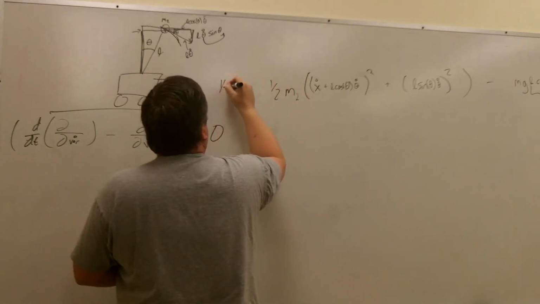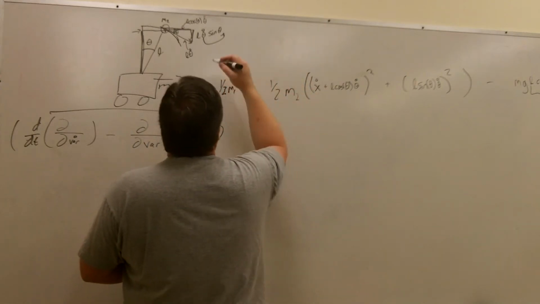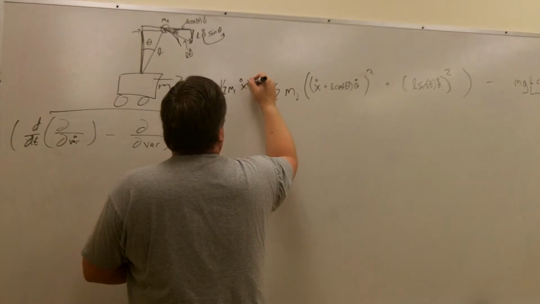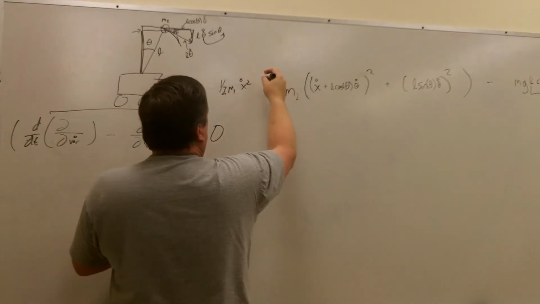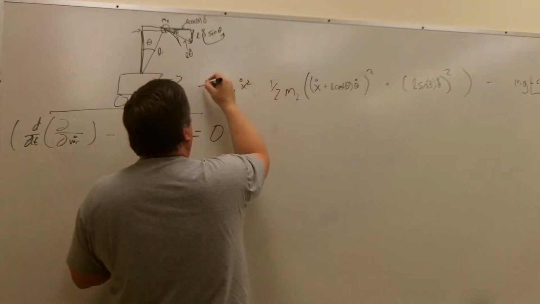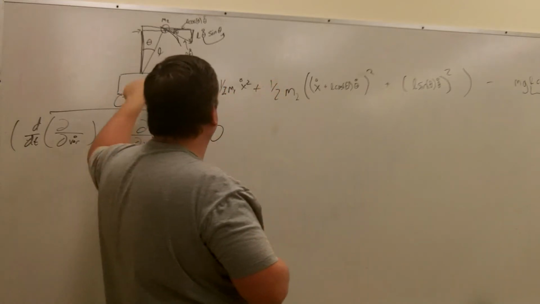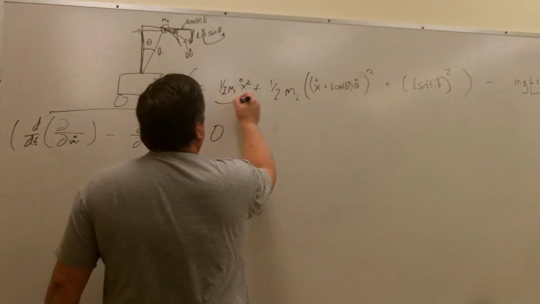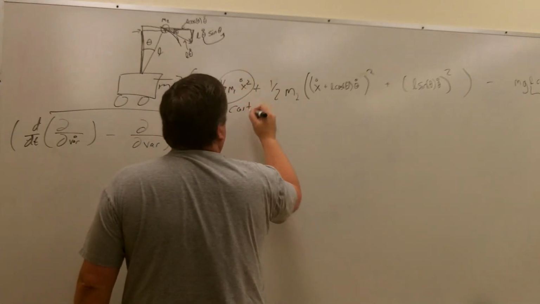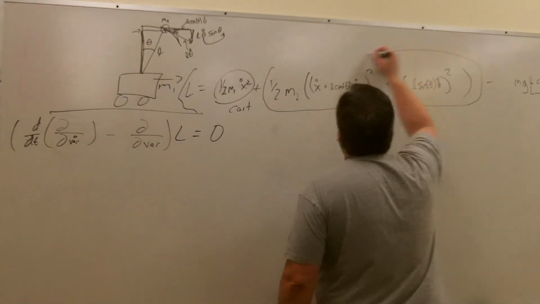Okay, so I had 1/2 m1 x dot squared. Well, that's because I deleted the one up there. I thought I had copied it down, but I didn't. And that's distinct from the x dot inside that big parenthetical, because this is the kinetic energy of the card. Right, this is the pendulum.